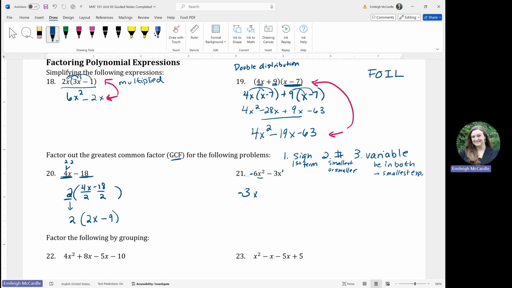Now that you've identified your GCF, we're dividing. So remember, up here we multiplied, the opposite is divide. That's why we're doing that, okay? So here, we're going to write our problem, negative 6x squared minus 3x, and we're dividing both terms by whatever you put out front. So this is going to be divide by 3x, divide by 3x.